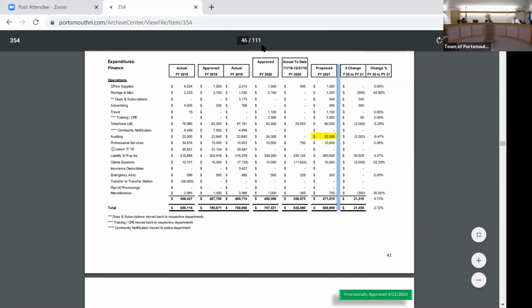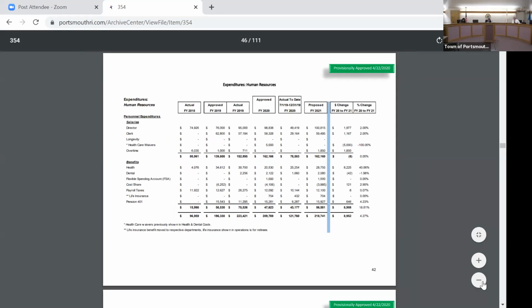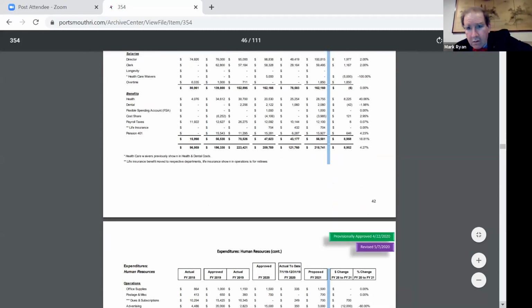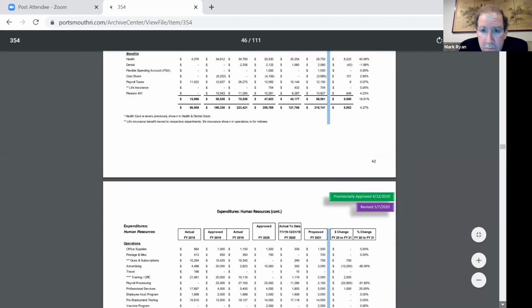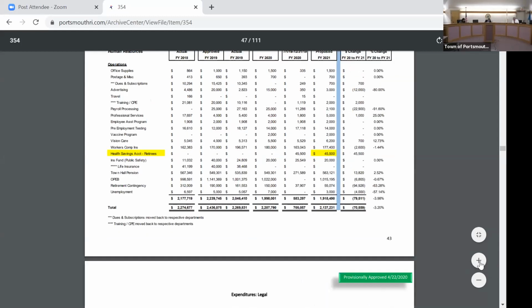Just scroll it back. Okay, there you have the beginning of human resources. There was no change to that first page. But when we get into the next page, page 43, you'll see an addition of health savings account retirees. We've added that line to the HR budget for retiree health savings accounts. This line was originally in the fire department operating budget and is more appropriately reflected in the HR budget.